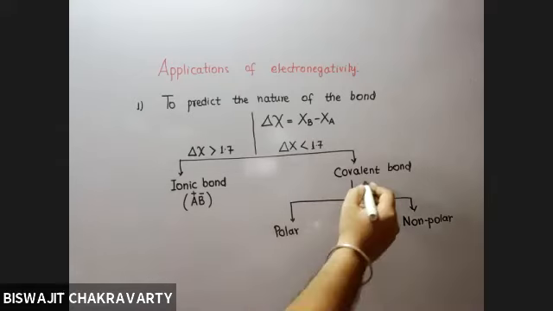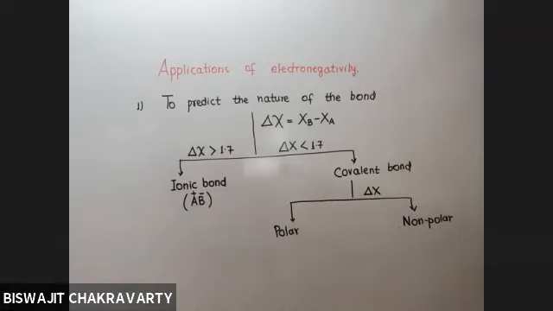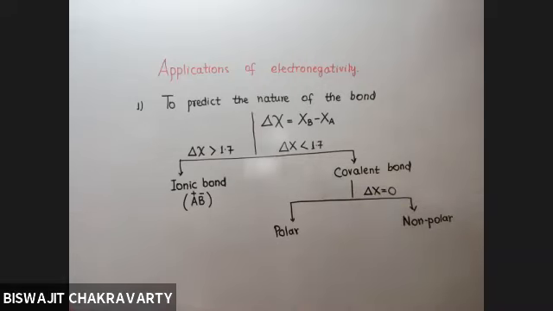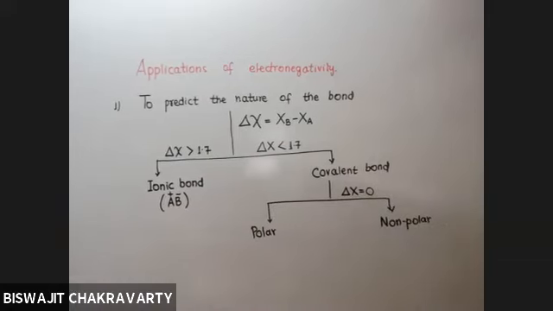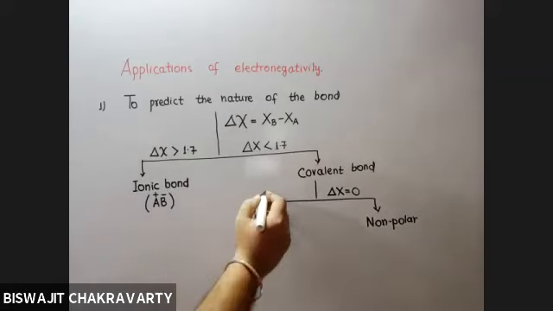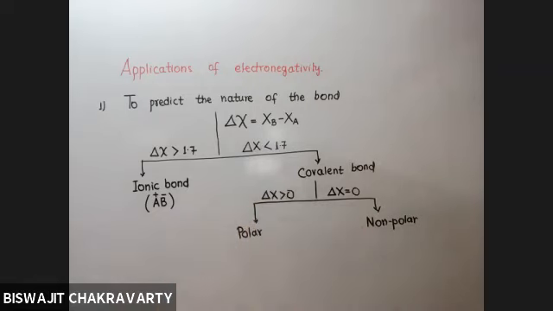So for non-polar, what should be the value of delta X? 0. Very good. There should not be any difference in the electronegativity. Both of them should be equally electronegative. And if the electronegativity is equal, the difference, of course, will be 0. And if it is greater than 0, but of course less than 1.7, then it is a polar covalent bond.